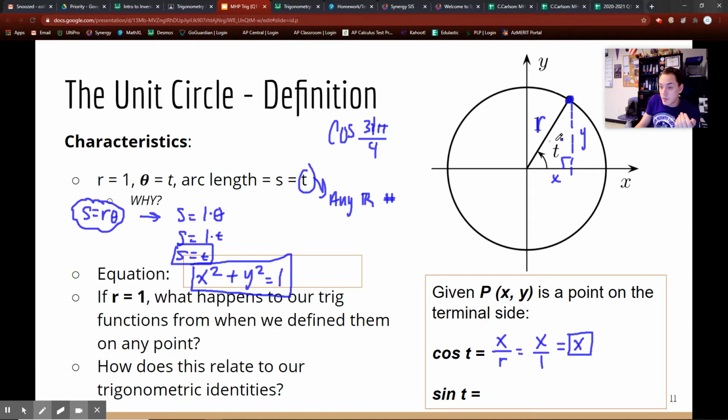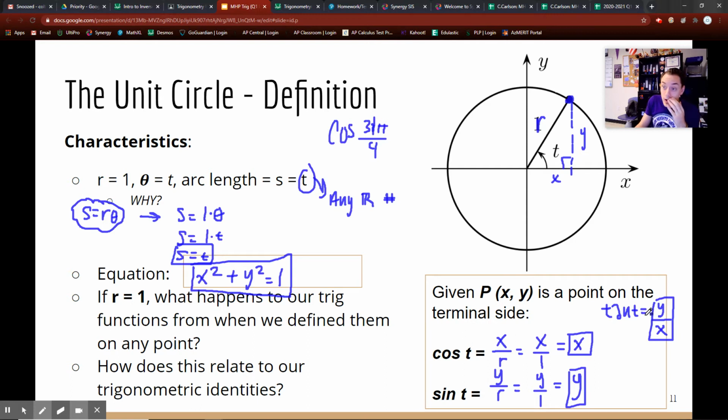Look at my angle right here where I'm kind of twiddling my marker. Sine of t is opposite, which is y all over r. So this is y all over r. Okay, which is y all over 1 because r is 1, and this just equals y. What's tangent? Well, opposite over adjacent, so y all over x. So tangent of t equals y all over x.